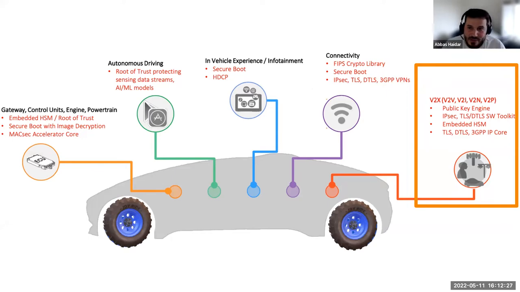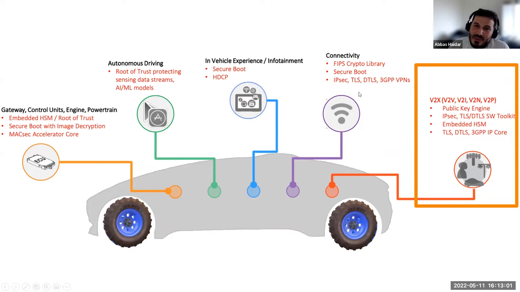If I go through all the different units here, you have the gateway control units, engine on the left, and here you have the autonomous driving, which uses the sensor data streams, artificial intelligence and machine learning models. And we have the in-vehicle experience, which I was talking about, like the OS, which has secure boot and HDCP. Connectivity, IPsec, connectivity to the external world.